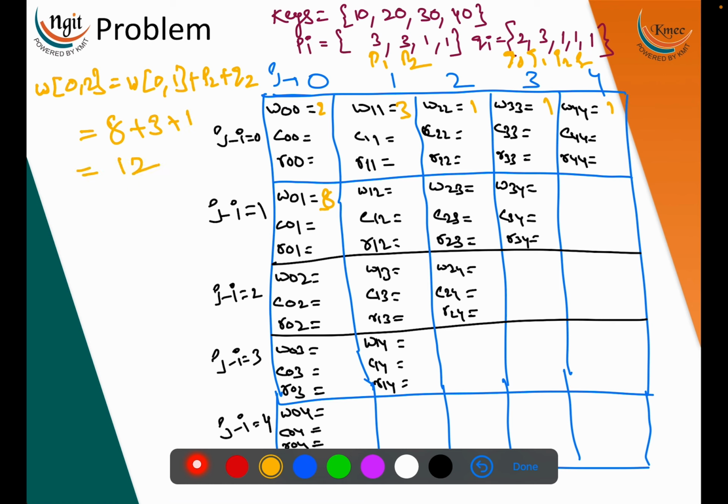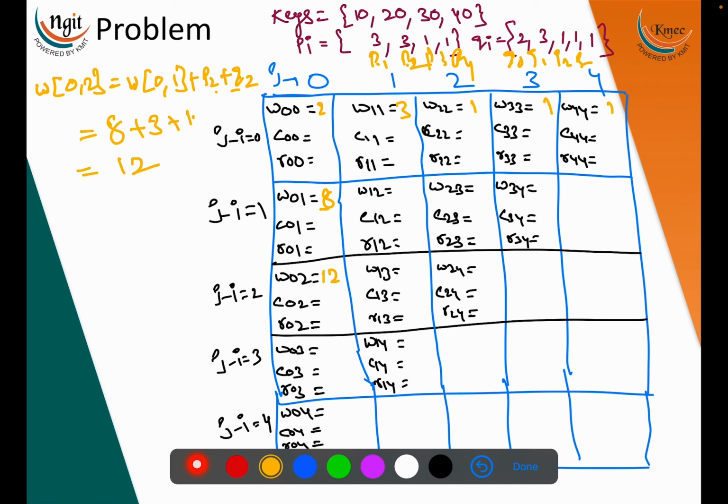So now you can write the value. W01 is 8. So P2 and Q2: it is P1, P2, P3, P4. P2 is 3 itself. Q2 is 1. So W02 is 12.